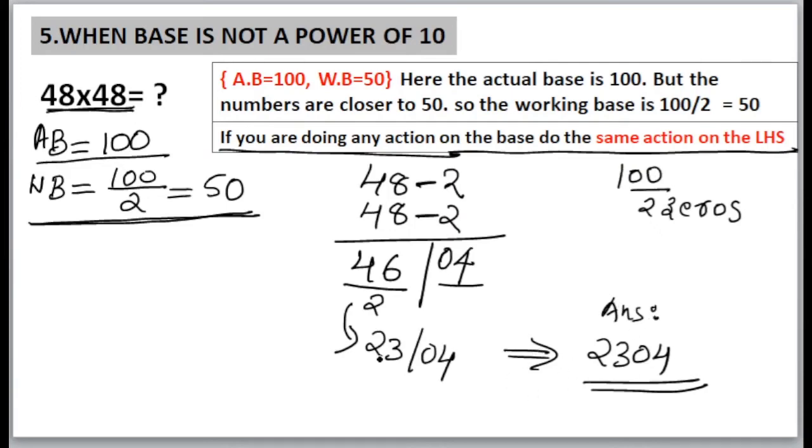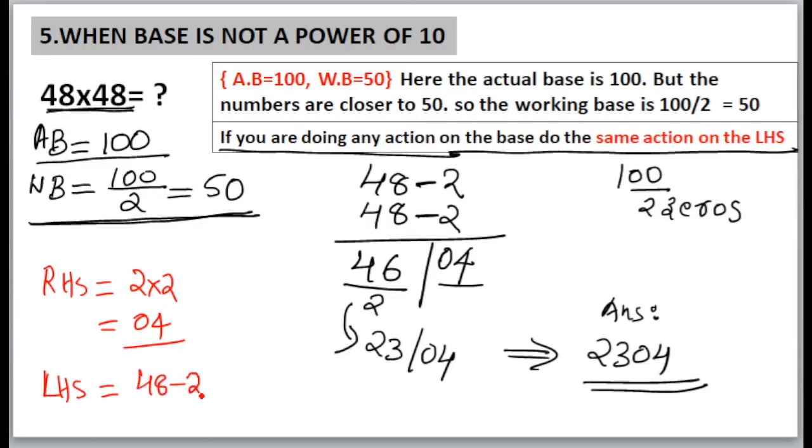So here, your RHS and LHS, I will write the terms. RHS is equal to 2 into 2, and I will make it 04 because of 2 digits. Then LHS is equal to 48 minus 2 divided by 2, because we have performed a division action on the base with the number 2. So you have to perform the same action on the LHS. So this is your RHS and LHS working.